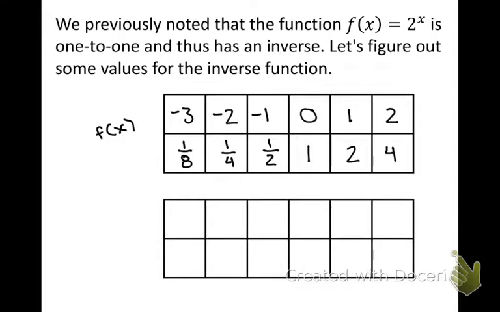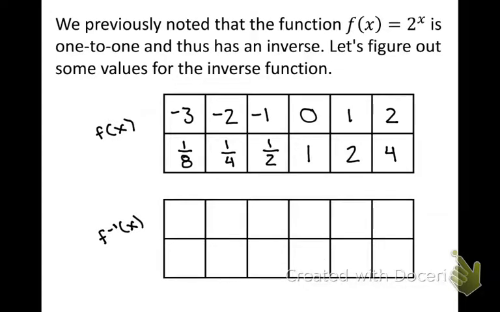Now, we previously noted that the function f of x equals 2 to the x is 1 to 1, and therefore it has an inverse. We saw that when we first looked at exponential functions. So let's figure out some values for the inverse function. The chart I have above is our chart for 2 to the x that we previously made. And so let's make a chart for the inverse of f of x.